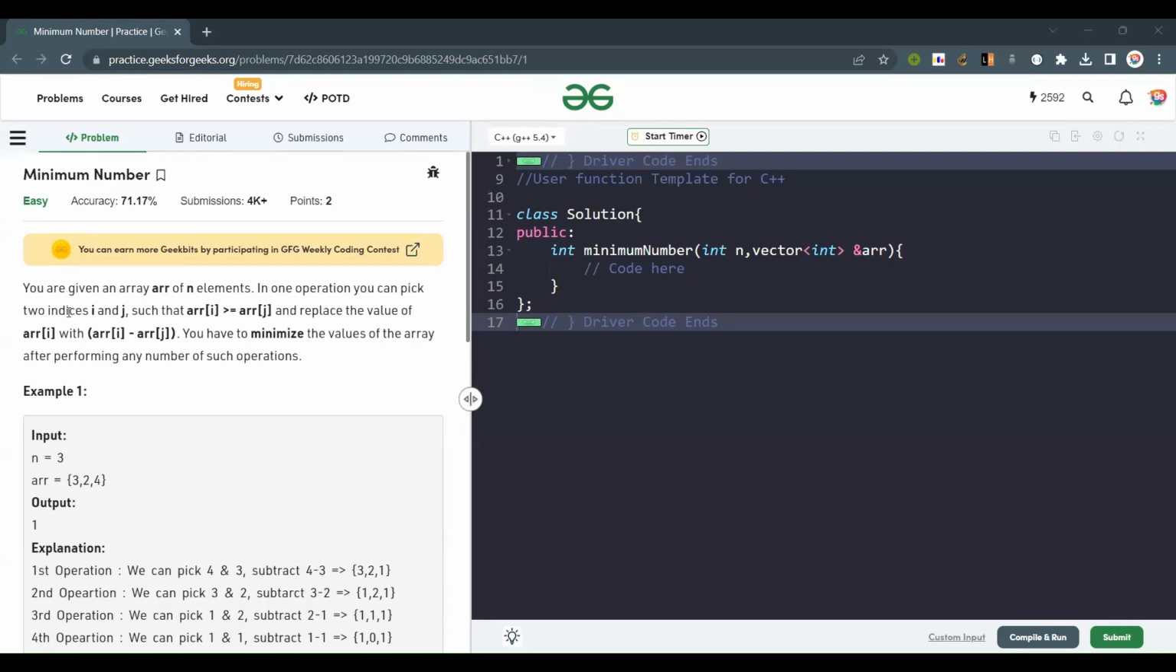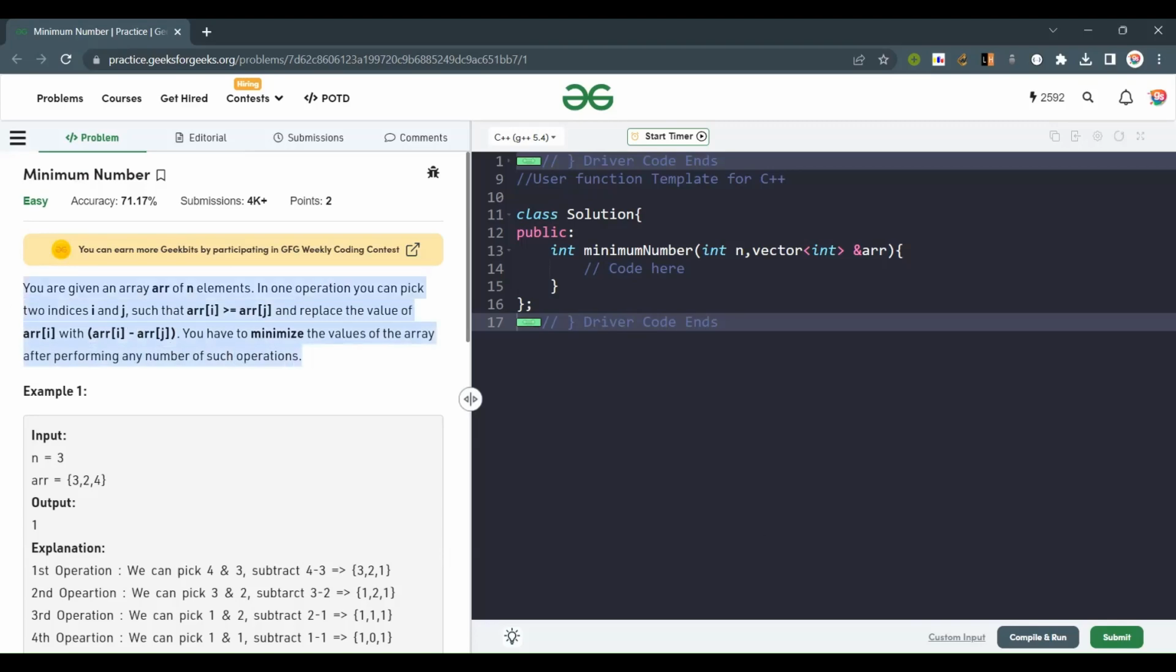Today we are going to solve the problem minimum number. So you are given an array of n elements. In one operation, you can pick two indices i and j such that array[i] is greater than or equal to array[j] and replace the value of array[i] with array[i] minus array[j]. You have to minimize the values of the array after performing any number of such operations.